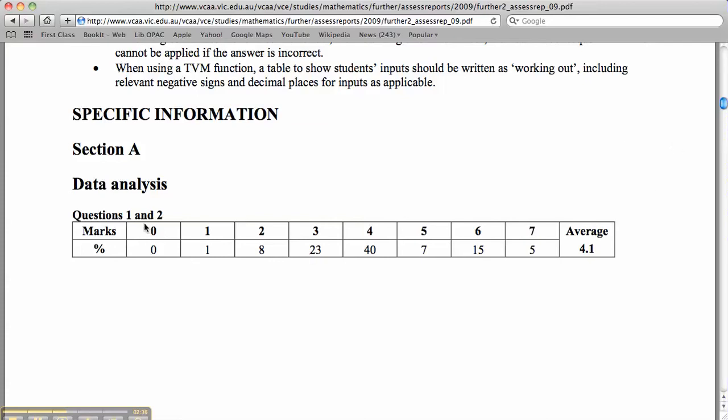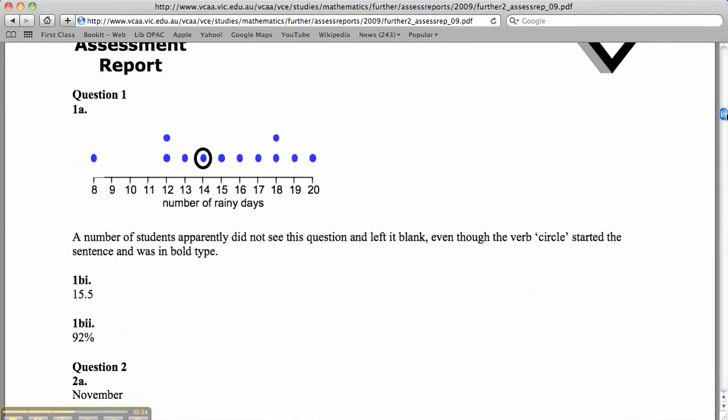So what they do is you've got your questions. So question 1 and 2, total of 7 marks. The average was 4.1 out of 7. So when you're looking at difficult questions here, you're probably looking at about 50%. So that's above 50%, so you'd assume question 1 and 2 were alright.